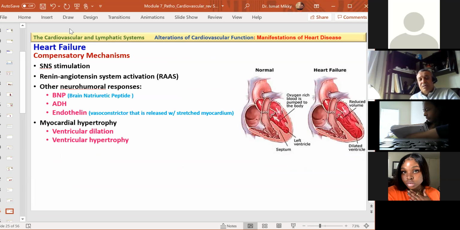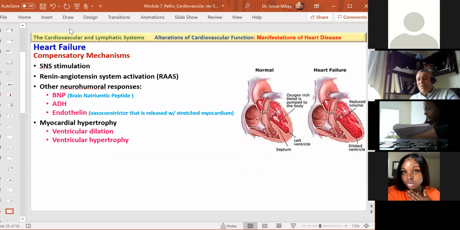Compensatory mechanisms: sympathetic nervous system stimulation, epi, norepi release, RAAS activation, and other neurohormonal responses like the BNP, which is the hallmark blood level that will be elevated during the acute phase of the disease process.